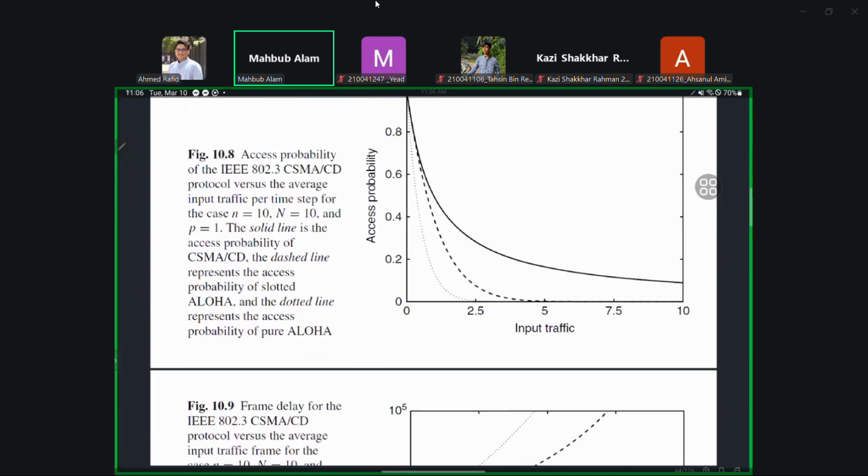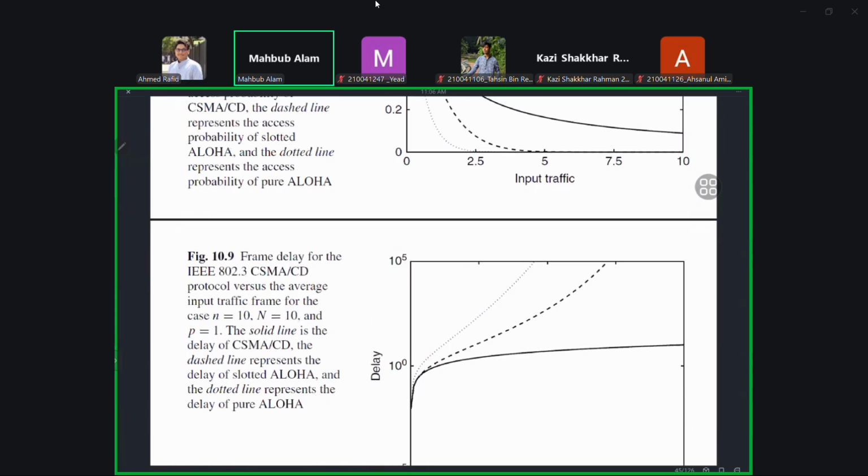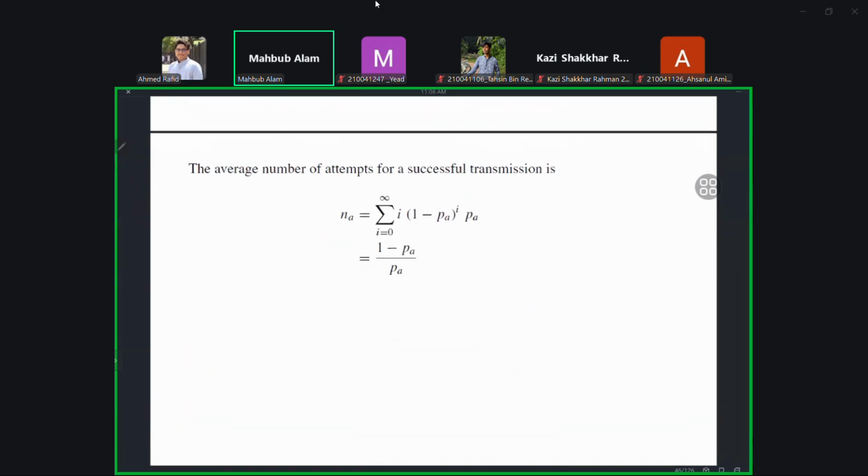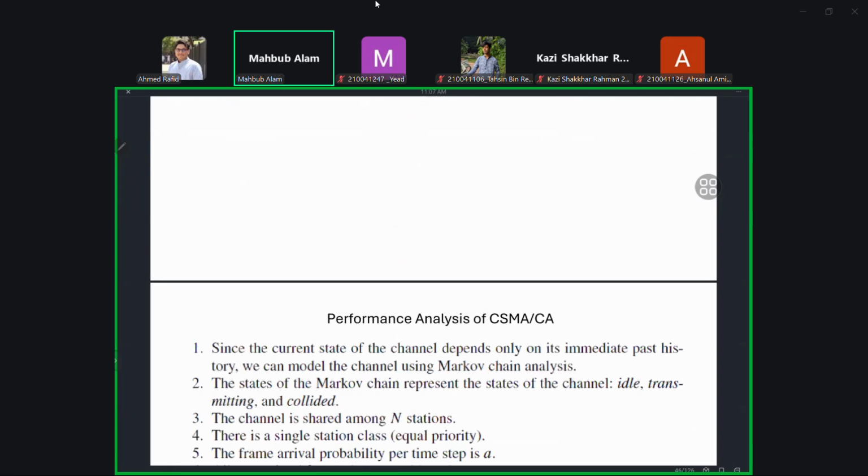Then they calculated the delay, actually the average number of attempts per successful transmission. So how many collisions a station will experience before it starts the transmission successfully. It is geometrically distributed. Since it is the average number of failed attempts before a success, the average will be (1 minus P) by P, as we discussed in the class.